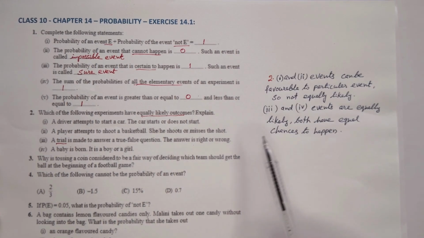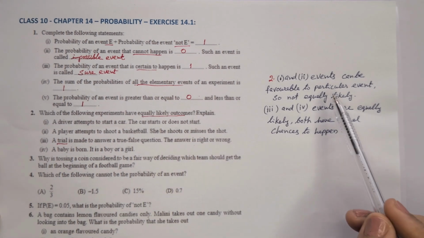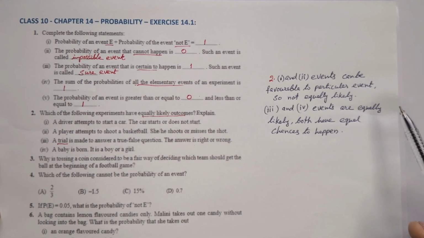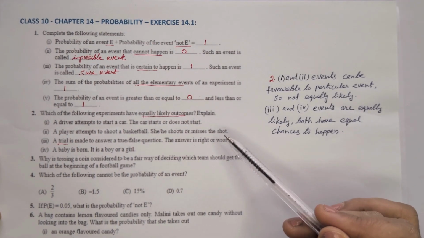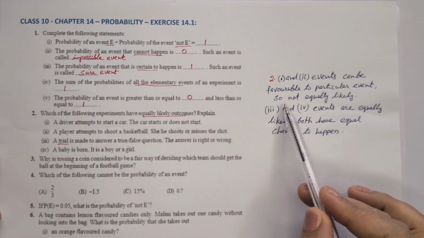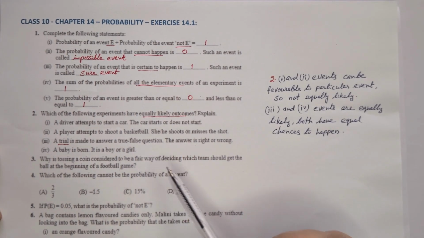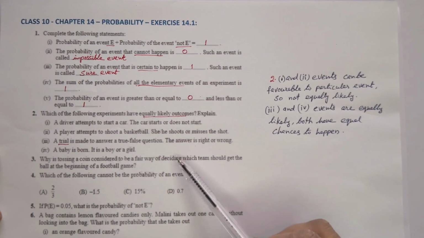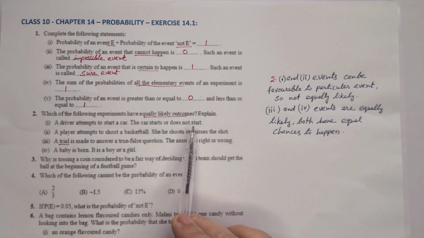Here we can write the explanation for the second question. In 1 and 2, the events can be favorable to a particular outcome. It depends on the car and on the person, so it depends on many factors. Therefore, that is not equally likely. But the third and fourth statements are equally likely, as both have equal chances to happen. That is the explanation for that question.